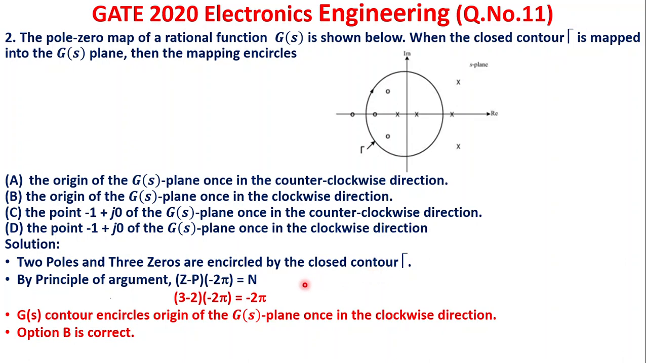Here minus 1 plus j0 will not come because this is not the Nyquist contour. Only in the Nyquist contour we will get like that. That also we have already seen in our regular control system lecture series. So G(s) contour encircles origin of G(s) plane once in the clockwise direction. Therefore, option B is the correct option.